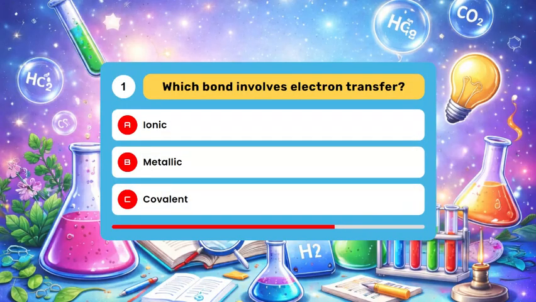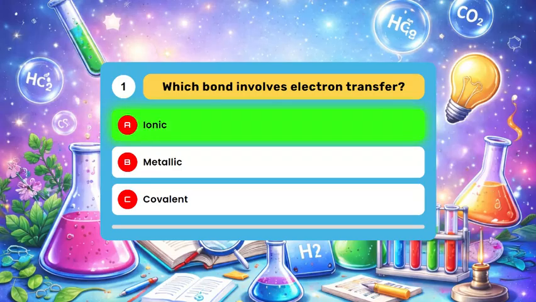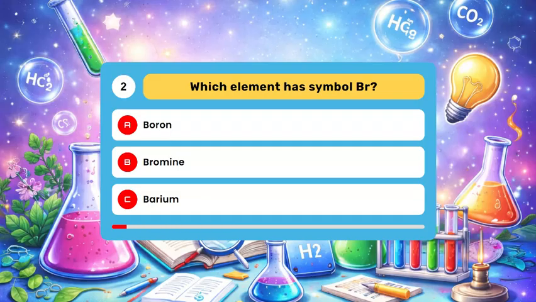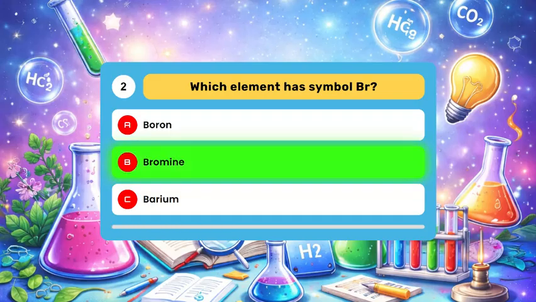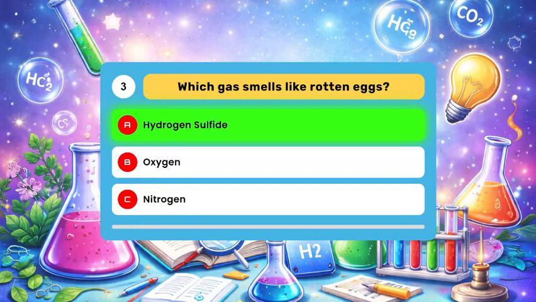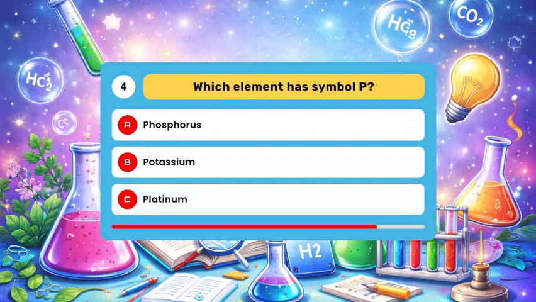Which bond involves electron transfer? Ionic. Which element has symbol Br? Bromine. Which gas smells like rotten eggs? Hydrogen sulfide. Which element has symbol P?